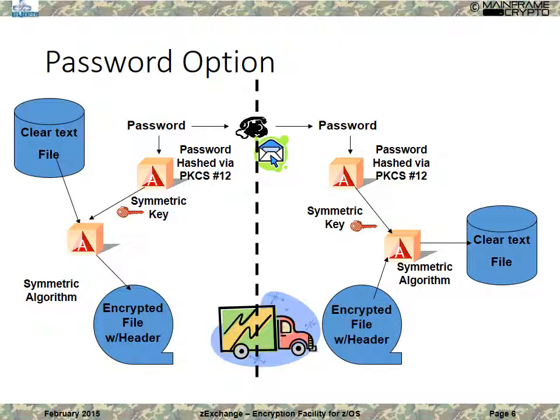Your partner, when it comes time to decrypt the data, they're going to provide that same password, that same string as input. It'll get run through the same algorithm to generate the same hash value. The same bits and bytes are going to be pulled out to be your symmetric key. And then that's going to be used to actually decrypt the data that's in the file.